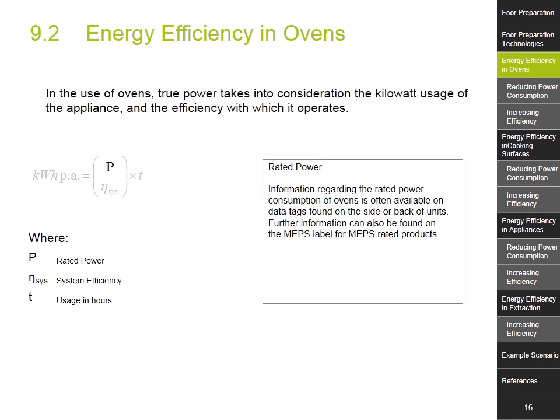In this instance, information regarding the rated power consumption of an oven is often available on data tags found on the side or back of units. Further information can also be found on the MEPS label for MEPS rated products, or likewise for Energy Star rated products. Often people in newer premises will also keep the product manual, which comes with the oven, and this can be a great source of information. If this is unavailable, a simple Google search of the model number often yields fruitful results.